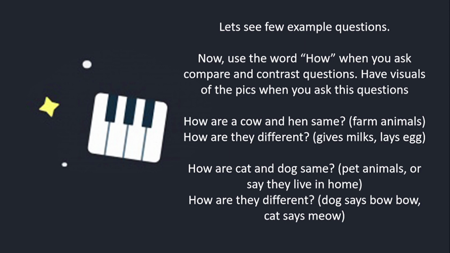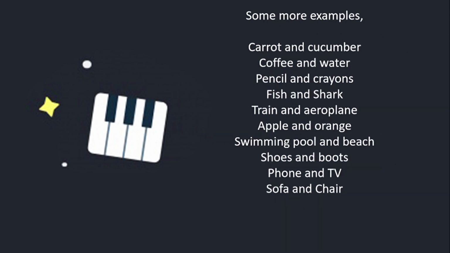How are cow and hen the same? Farm animals. How are they different? Gives milk, lays eggs. How are cat and dog the same? Pet animals, or say they live in home. How are they different? Dog says bow-wow, cat says meow. Some more examples: carrot and cucumber, coffee and water, pencil and crayons.